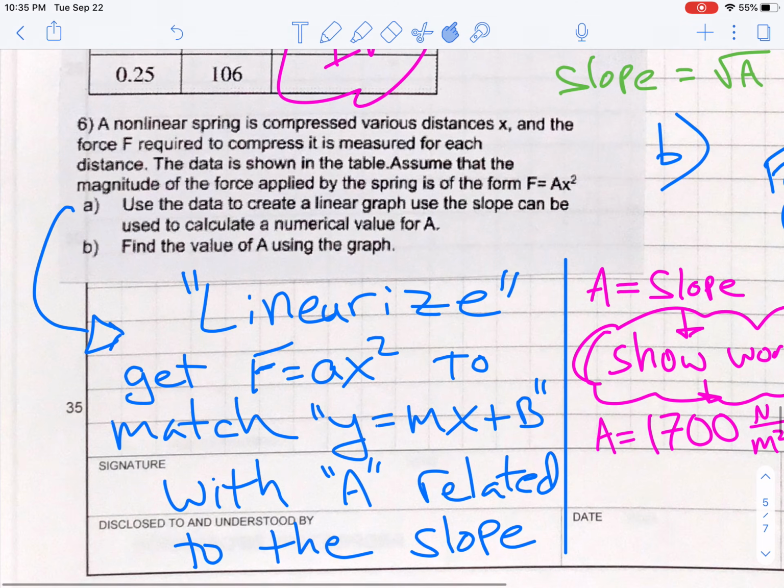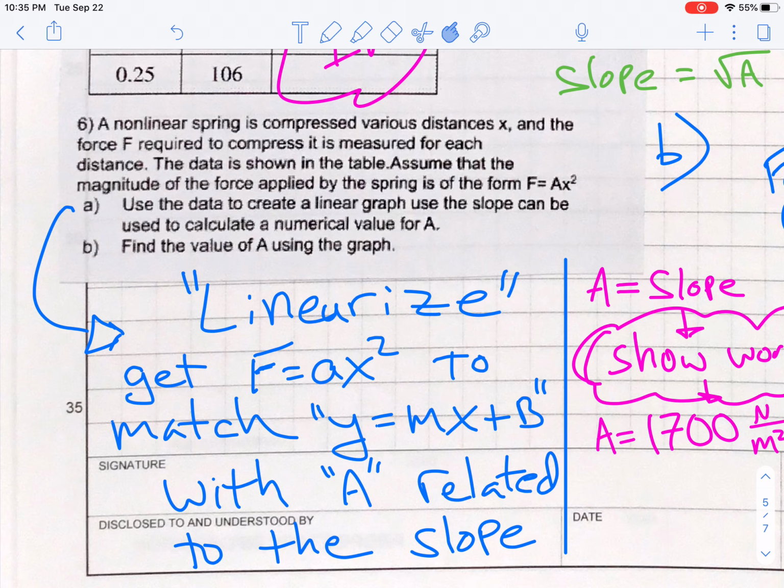So when you're asked to create a linear graph whose slope can be used to do something, it's very common in these kind of problems. That means you're linearizing the graph. You're linearizing your equation to make it a linear graph, right? Linearized linear graph. Y equals mx plus b, typical linear equation.